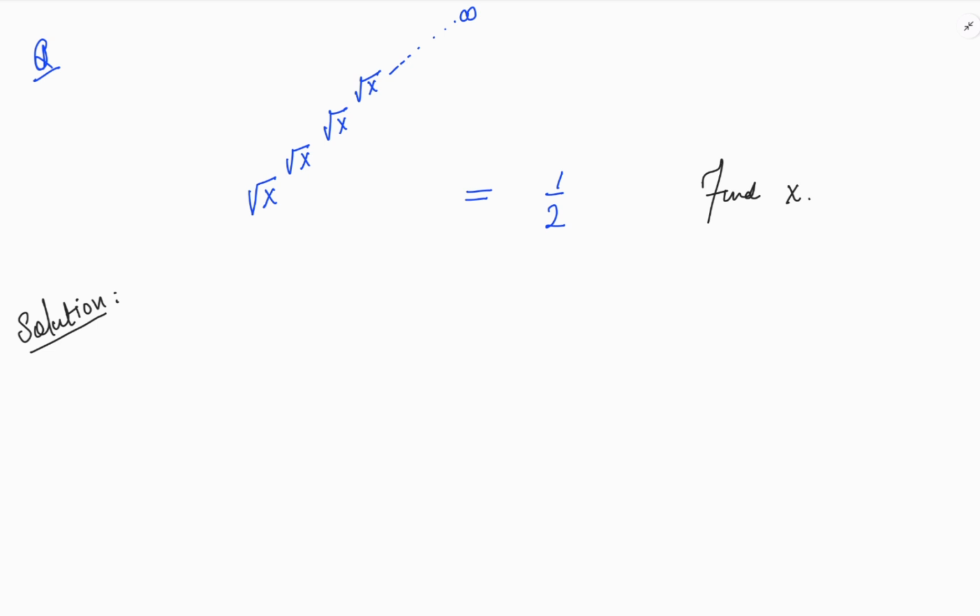There is just one trick you need to know: if you know that this thing, root x raised to power root x raised to power root x to infinity, is 1 by 2. Okay, suppose I don't see this first root x, I just see the others here. Then this will also be equal to 1 by 2 only, right? Because they are also the same as this whole. So what do I do? I write root x, and all these things I write as 1 by 2, because I know that this all is equal to 1 by 2, right? So this is equal to 1 by 2.